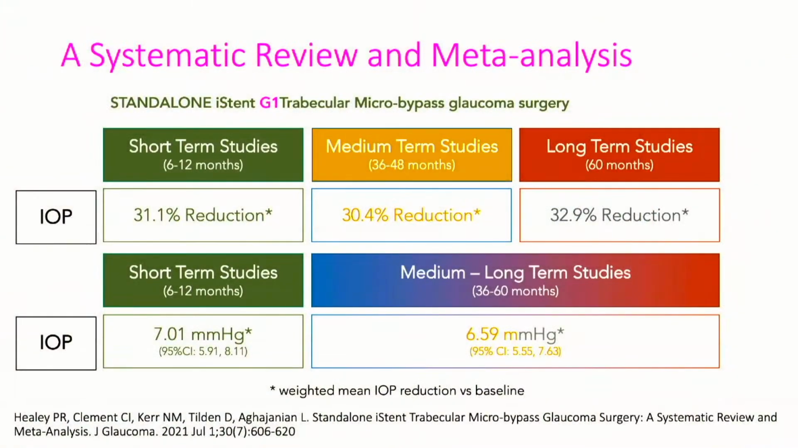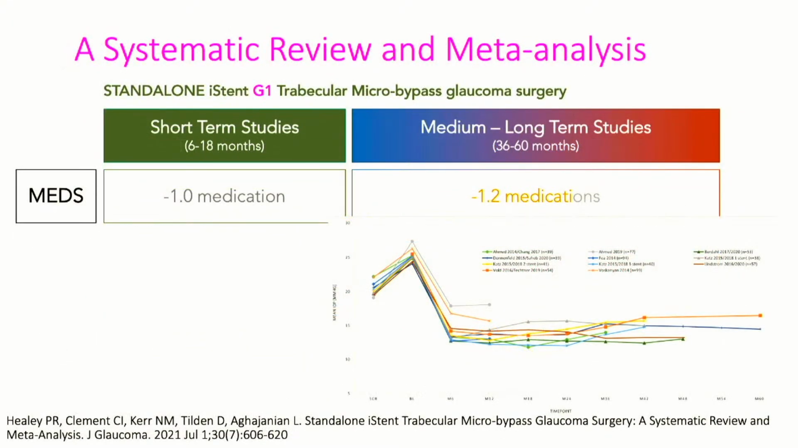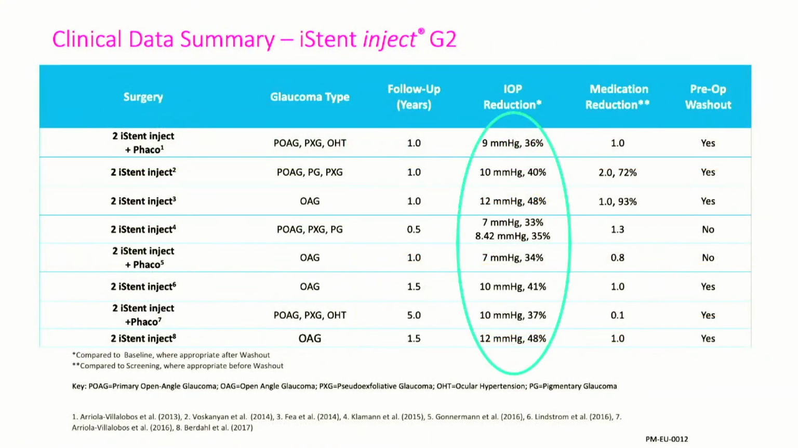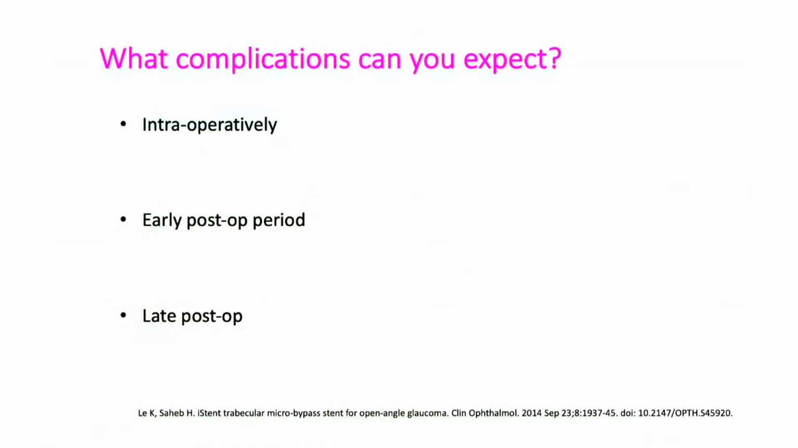Okay, there have been a lot of publications, meta-analyses as well, and they have shown that you can get a 30% reduction with reduction in medication. I'll not go into details, but there are many, many studies related to iStent inject also, which also show the same. So what complications do you expect?